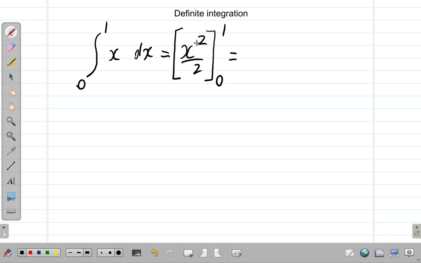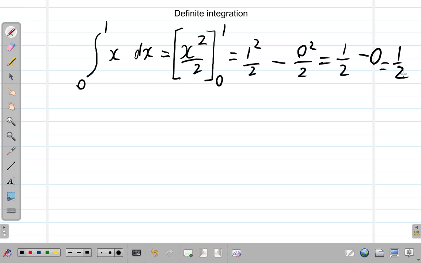Next, you substitute the upper boundary for x. So you have 1 squared divided by 2 minus, then you substitute the lower boundary for x. So you have 0 for x, 0 squared divided by 2. So what do you have now? 1 squared is just 1 over 2, minus 0 squared is 0 over 2 is 0. So the answer is a half.